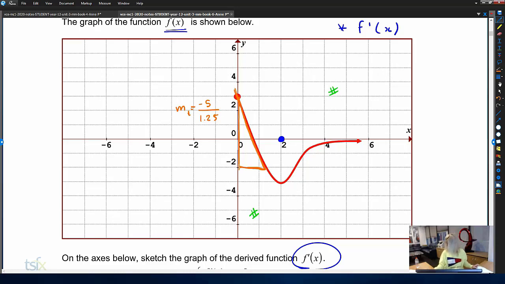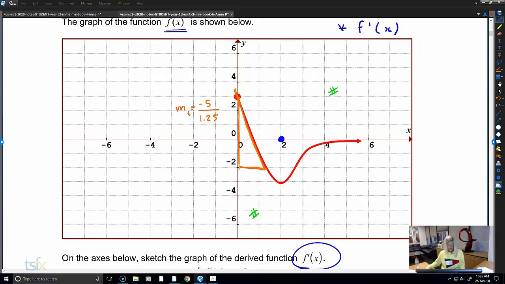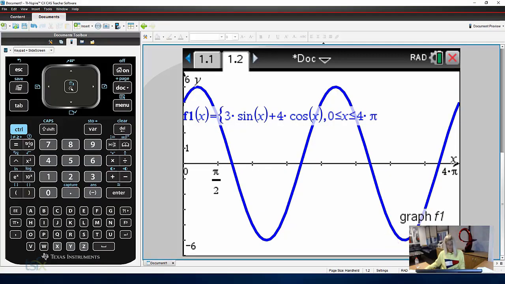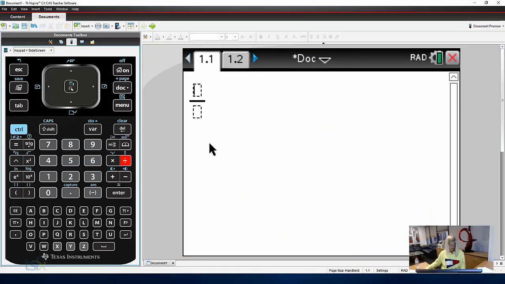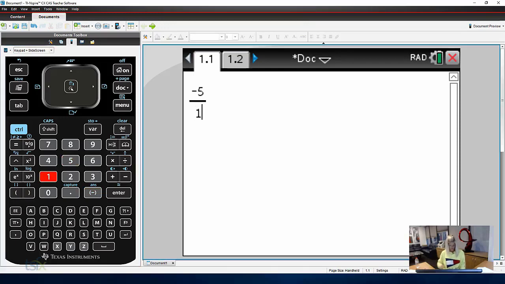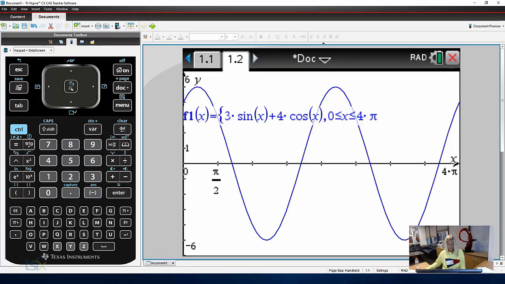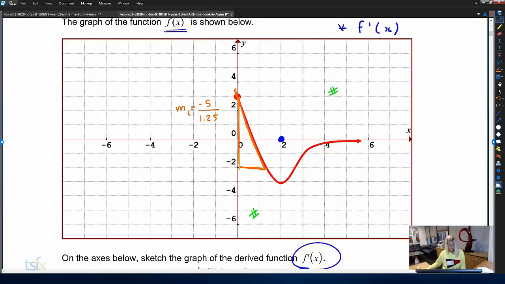Now, if you have your CAS, let's just estimate that value on the CAS. And this is just an estimate. It's kind of the best we can do because we don't have the equation of that graph. So I said it was about -5 on 1.25. So let's just estimate that number. So I'm getting an estimate of about -4. It's just an approximation.